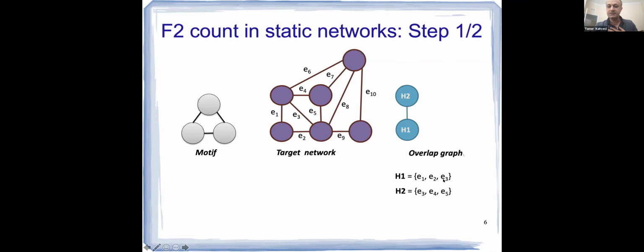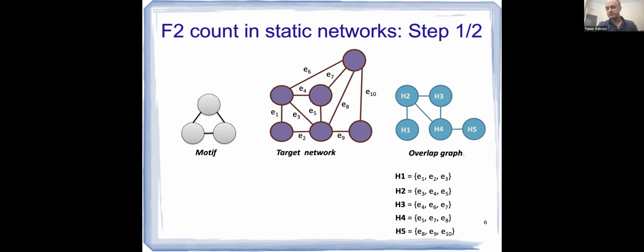In this case, it's the 3rd edge that is common to both of the embeddings. So just like that, I continue finding new embeddings and grow my overlap graph with new nodes and new edges. And this is what I have at the end.